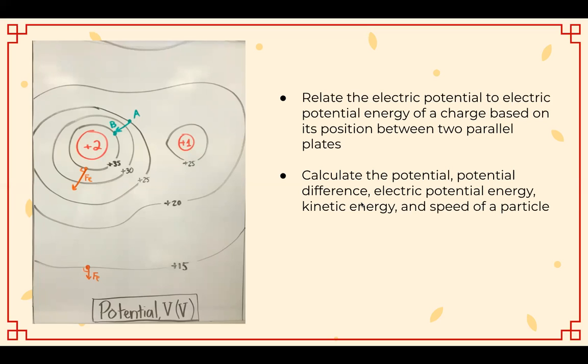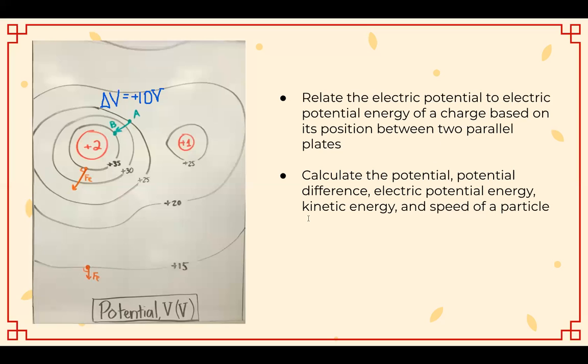Be able to use that potential to calculate potential difference. So let's say I take point A and point B. If point A's potential is 25 and point B's potential is 35, I see that my change in potential is positive 10. As a particle is brought from A to B, it gains a potential of 10. That 10 volts creates positive potential energy.